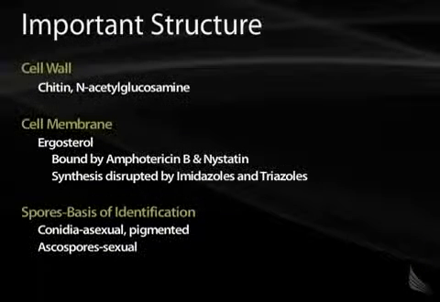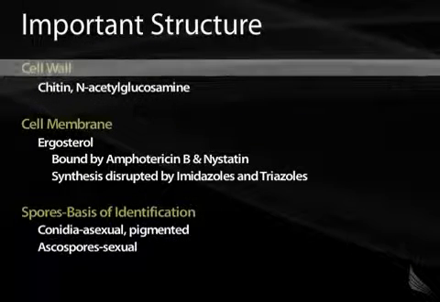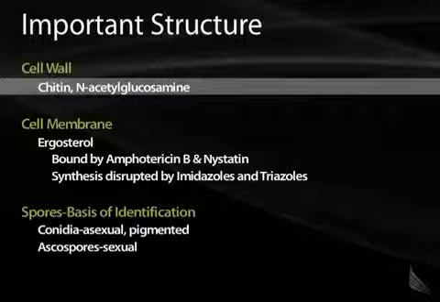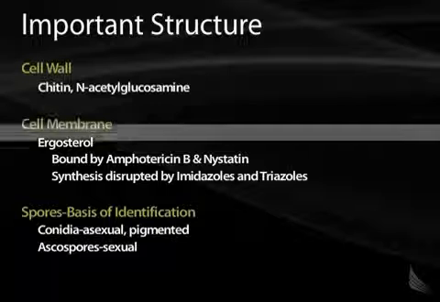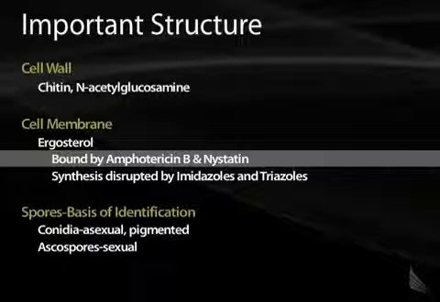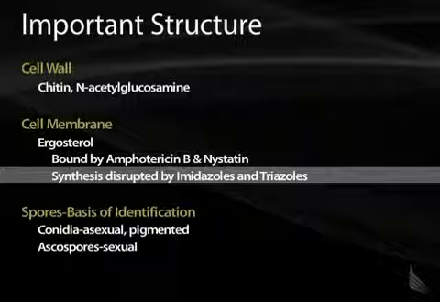Structural components of fungi that you'll want to be familiar with include the cell wall. Some unique compounds include chitin, which is found in fungal cell walls and not in bacteria or humans. You'll also have N-acetylglucosamine. The fungal cell membrane has ergosterol in it, which is bound by amphotericin B and nystatin. Its synthesis is disrupted by the imidazoles and triazoles.